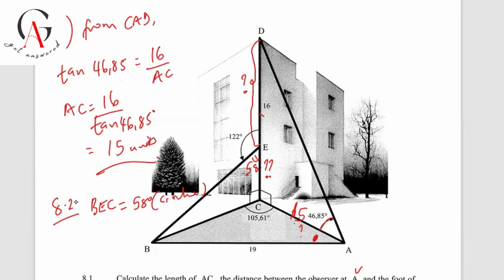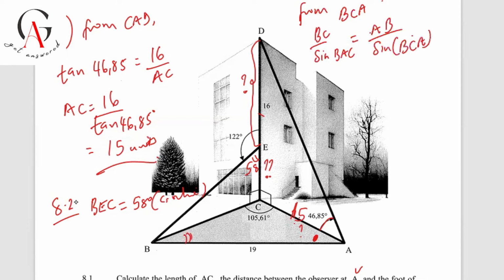For me to get this angle, I need this angle first. All right, guys, let me use the sine rule from BCA. I'm looking for a side, which is BC over the sine of BAC, which should be equivalent to AB over the sine of BCA. Substituting, BC is going to be AB times the sine of BAC over the sine of BCA. So my AB is 19, and I'm multiplying it by the sine of BAC.